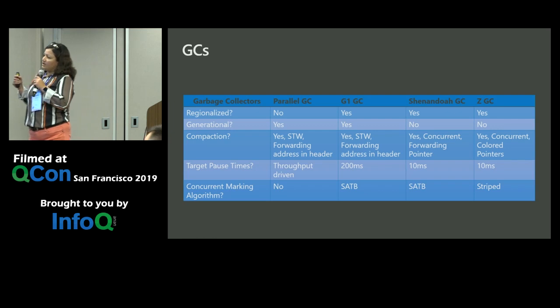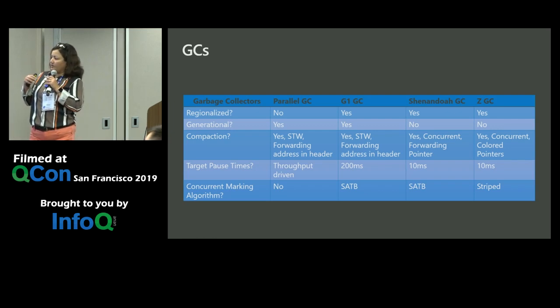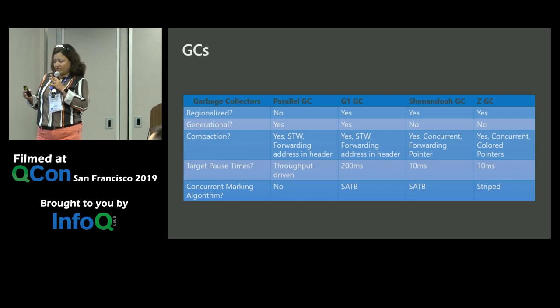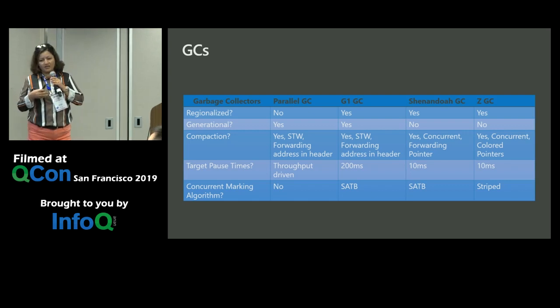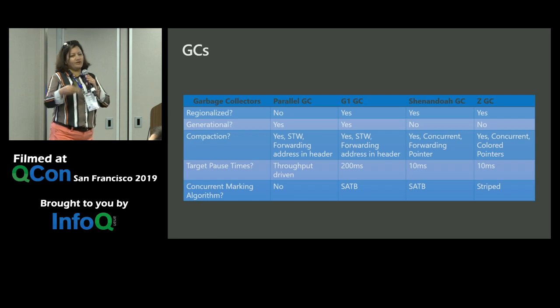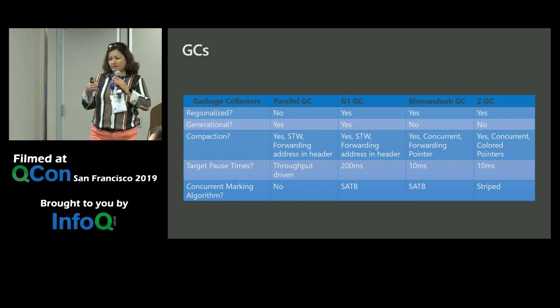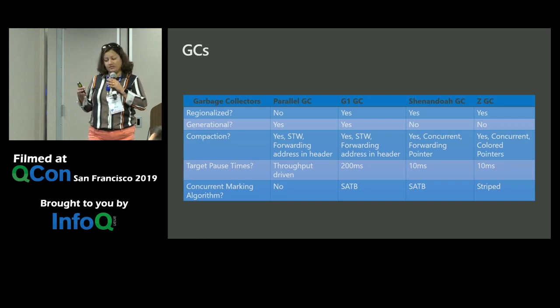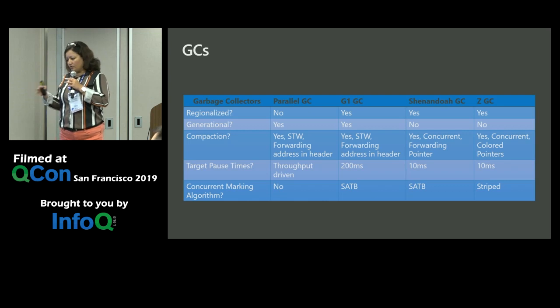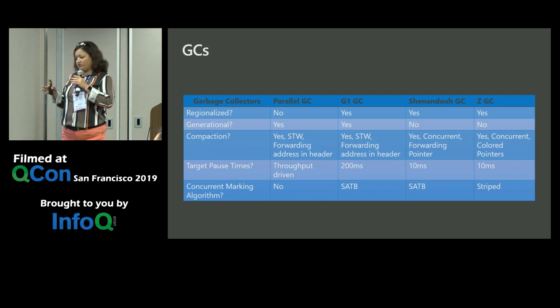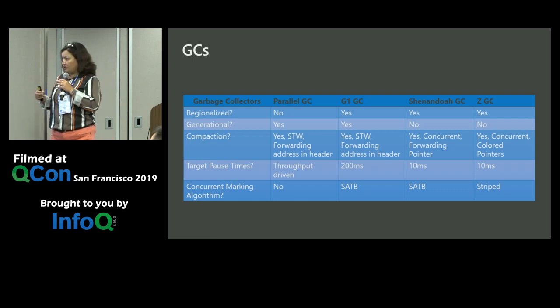G1 GC does have a target pause time goal. I'm not going to go into details, but basically it's like, I hope I can achieve this goal, and then the adaptive resizing of regions or the collection set in the regions is what will be changed, as well as you will find out how expensive a particular region gets during a collection.